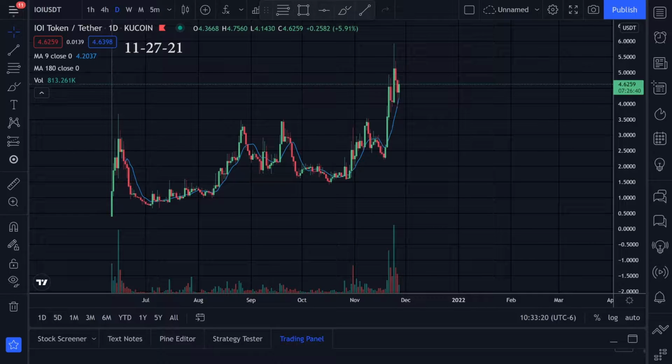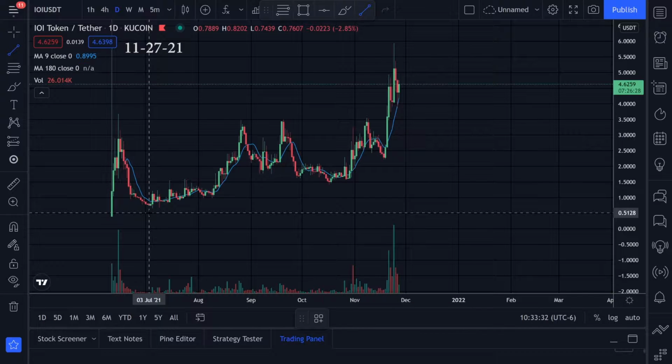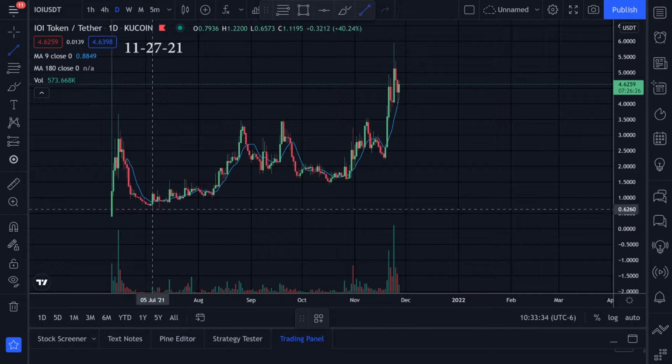Let's take a look at the chart action for IOI token. So this token is used to buy NFTs on Trade Race Manager, which is a new game that I've been kind of checking out. In my next video, I'll do a video more about the game, but for now let's check out the token that you buy the NFTs with.